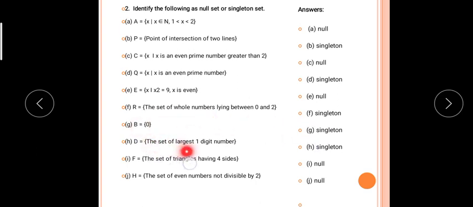The set of the largest one-digit number: there is only one, therefore it is a singleton. And the set of triangles having 4 sides, that is null. A triangle having 4 sides is not possible.